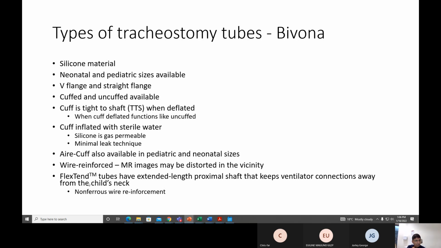They have another type called flex tend, which has an extended length proximal shaft. I will show you a picture in the next one. And this one helps because it keeps the ventilator connection away from the flange, and they claim that this causes less pressure and damage to the tracheostomy site.